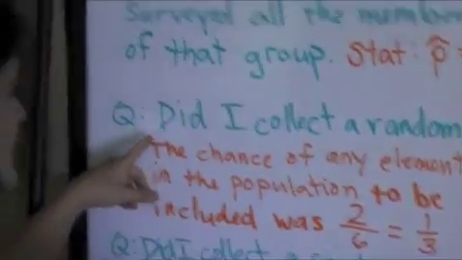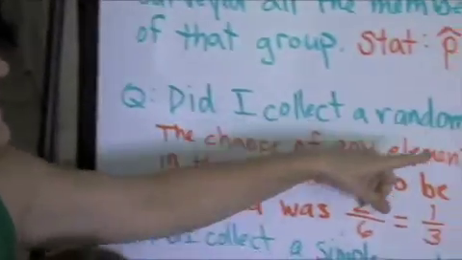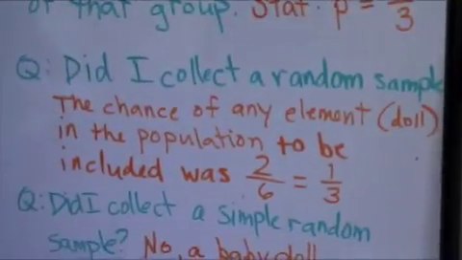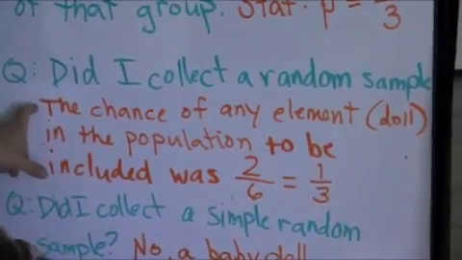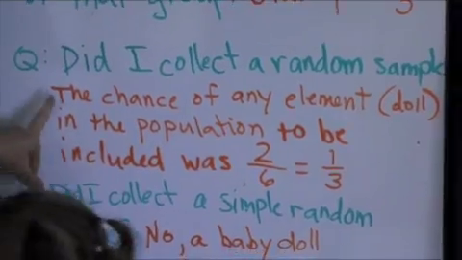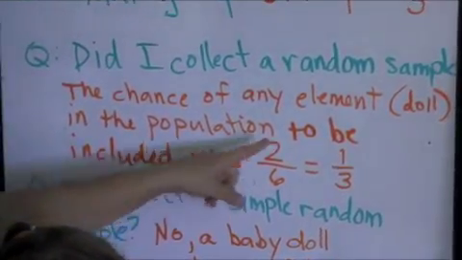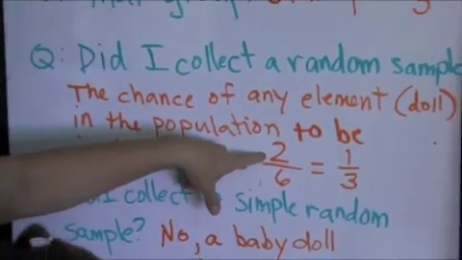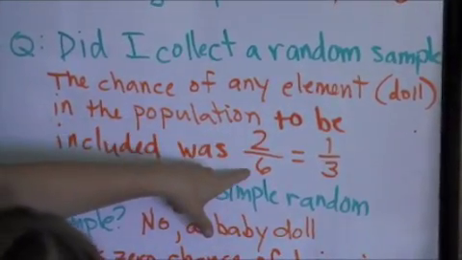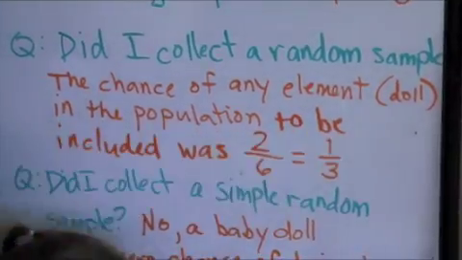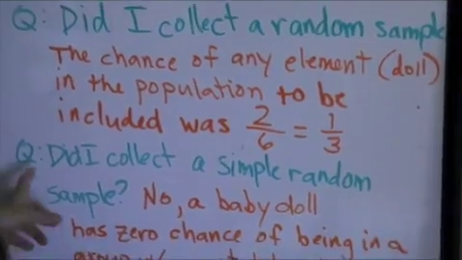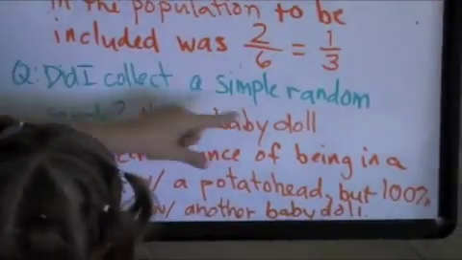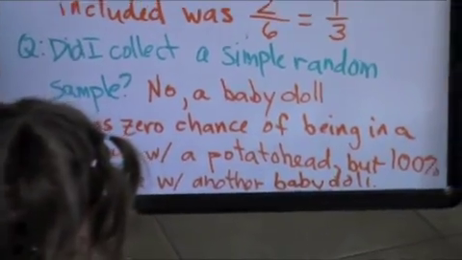But going back to how we collected the data, did we collect a random sample? In this case, when we grouped the dolls and then surveyed everything in the group, the chance of any doll in the population to be included in my survey was 2 out of 6, because each group had 2 numbers on the die out of 6 numbers on the die total. And so everybody had a 1/3 chance of being included in the survey. But when it comes down to a simple random sample, we have to think a little more intricately.